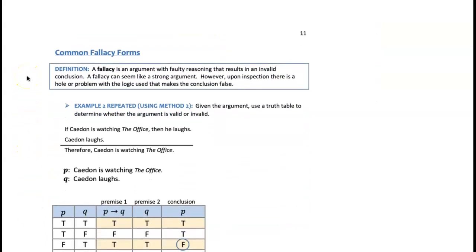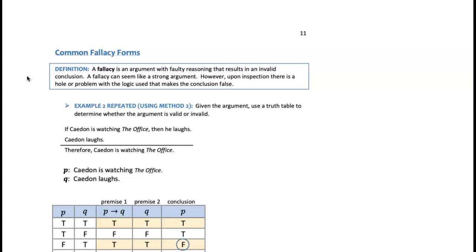A fallacy is an argument with faulty reasoning that results in an invalid conclusion. A fallacy can seem like a strong argument. However, upon inspection, there is a hole or problem with the logic used that makes the conclusion false.